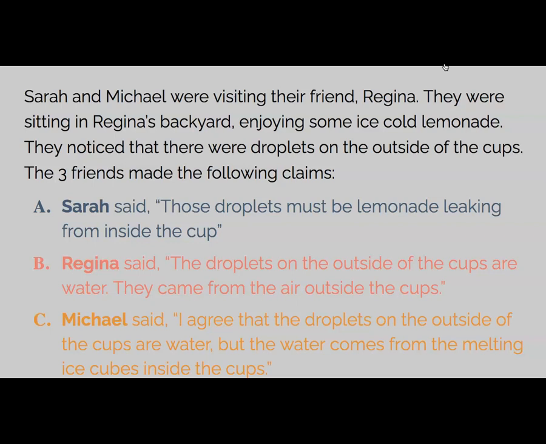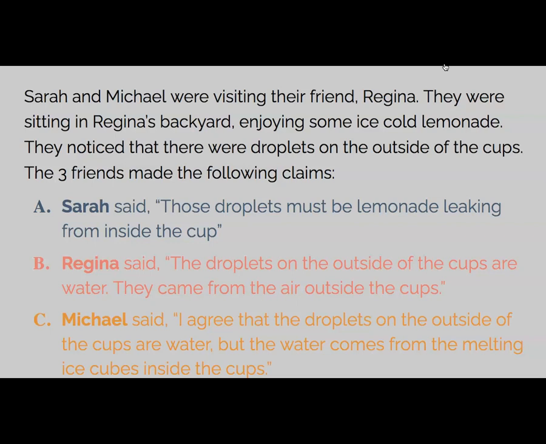So there are these three friends, Sarah, Michael, and Regina. And this summer they were visiting, I know they shouldn't have because of COVID, but they were visiting in Regina's backyard and they were enjoying some ice cold lemonade. And they noticed that there were droplets on the outside of the cups. And the three friends were talking about this, and each of them came up with different claims or different ideas for where those droplets were coming from.